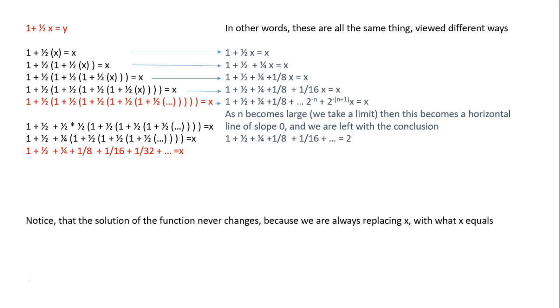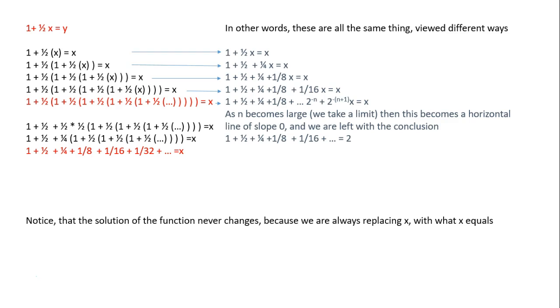Or I can write this out a little more clearly. We get 1 plus 1 half plus 1 fourth plus 1 eighth plus 1 16th and so forth. Well, as we go on, we get smaller and smaller fractions, and a smaller and smaller x term equals x.